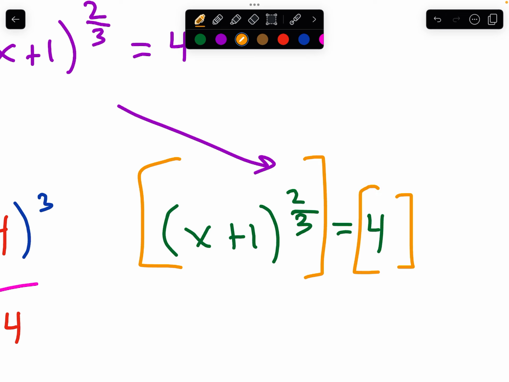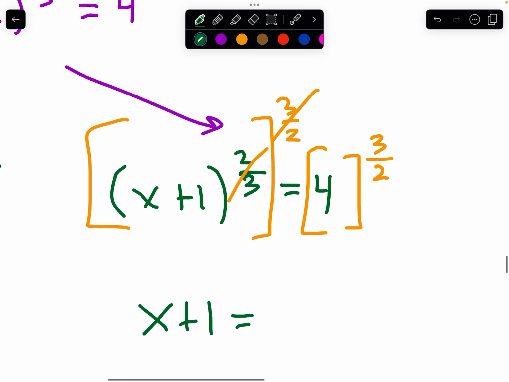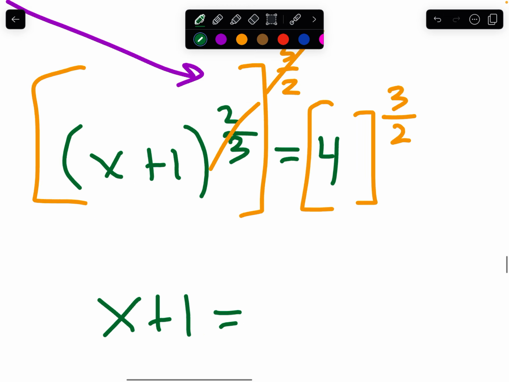The exponent that we would use here is the reciprocal of the power we started with. So x plus 1 was being raised to the power of 2/3. We're going to raise both sides to the power of 3/2, because when we multiply these together, which is what we would do in this situation, they equal 1 as a product, which means they cancel each other out. So on the left-hand side, we just have x plus 1, and on the right-hand side, we have to do 4 to the power of 3/2.